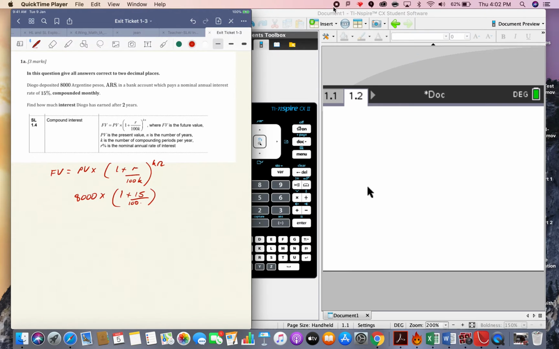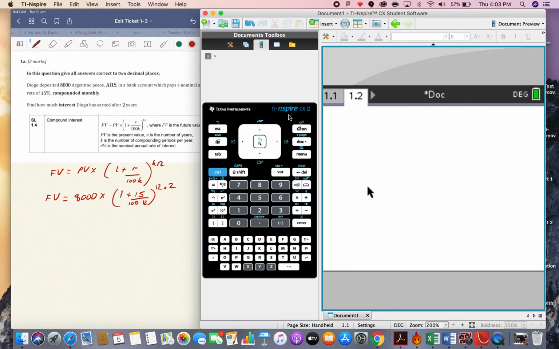The K is compounding periods per year. And it says it's compounded monthly, so that's 12. So there's 12 up here. And the N in here is the number of years, and the number of years is 2. So we could just blast that in a calculator and get the correct answer. But let's also do a Finance Solver.